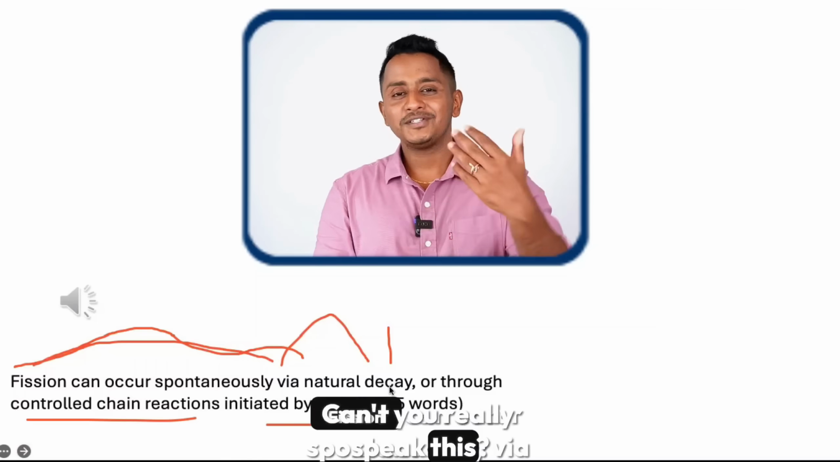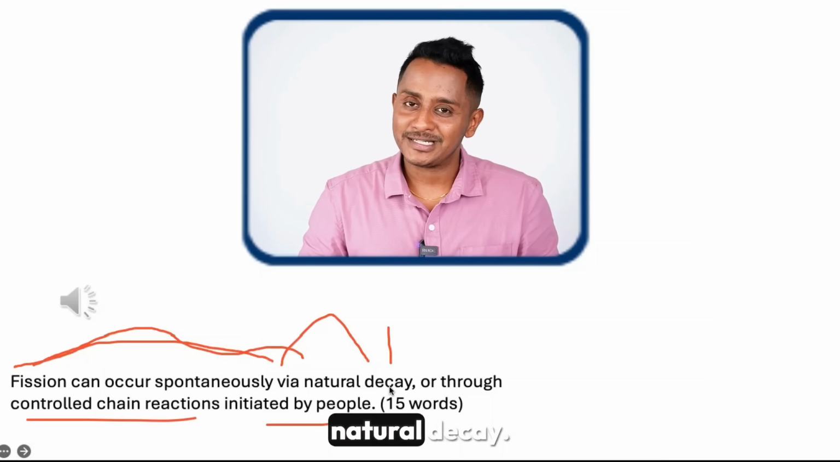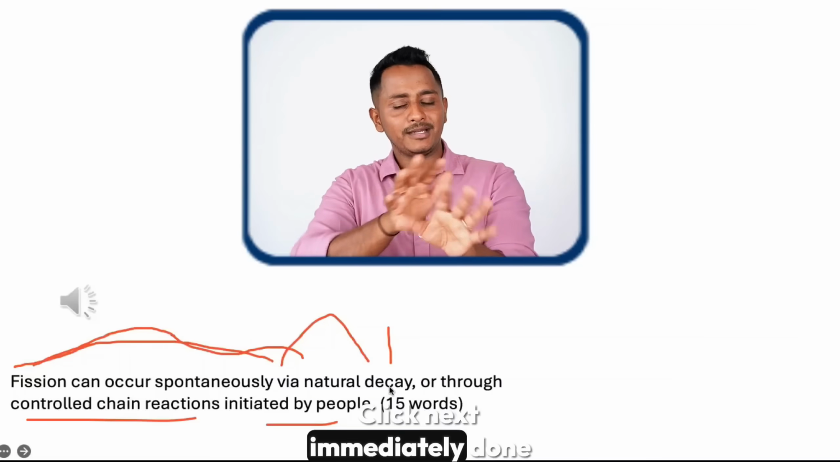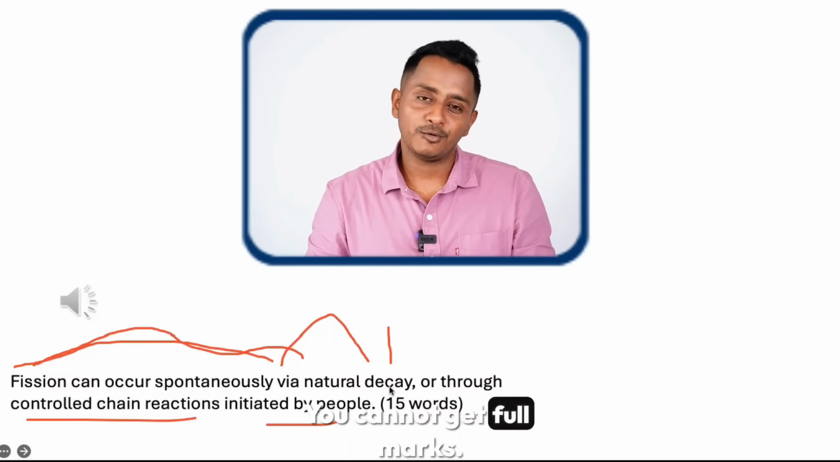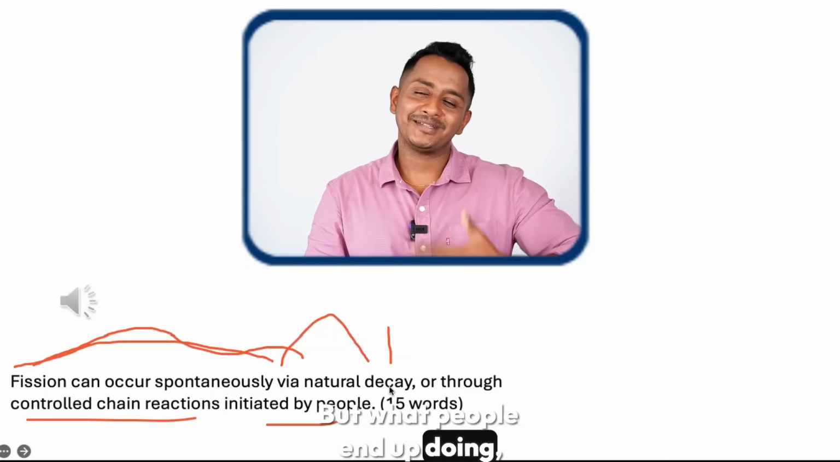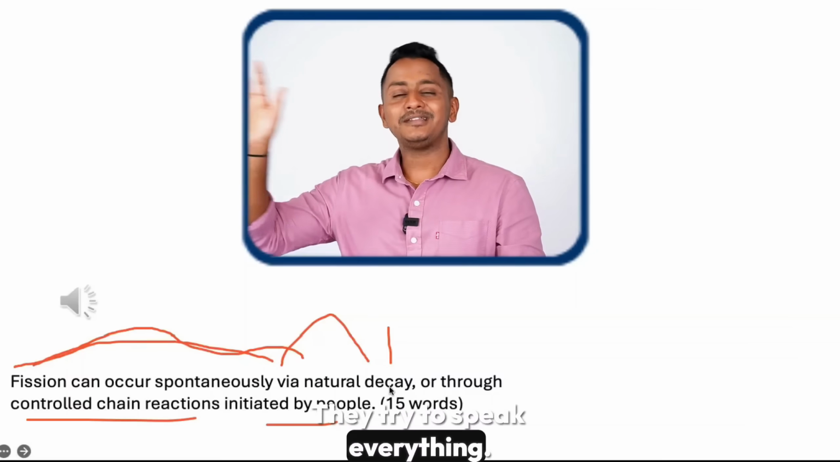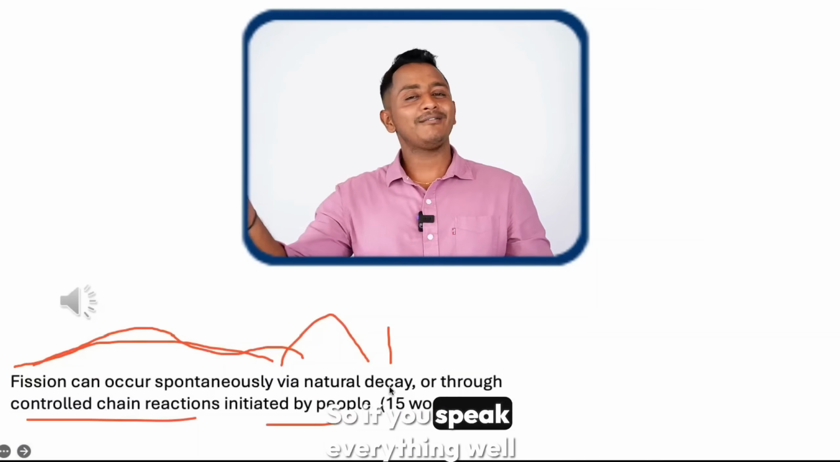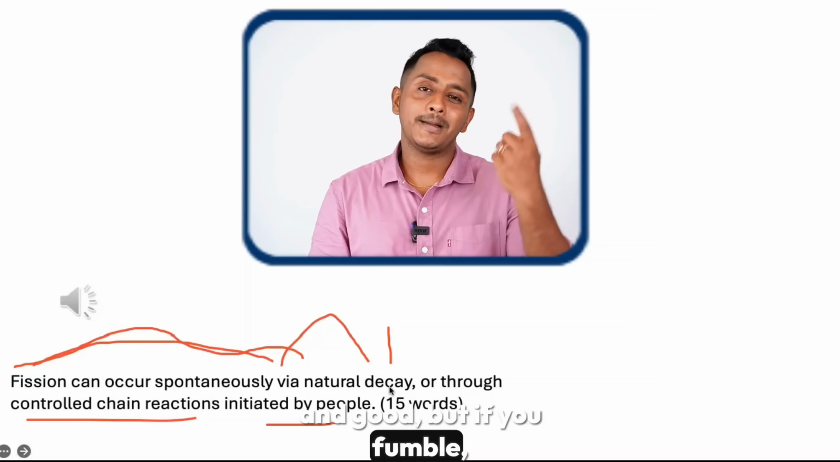Can't you really speak this? "Fission can occur spontaneously via natural decay." Click next, immediately done and dusted. You're going to get full marks. But what people end up doing, they don't do this. They try to speak everything, as a result they fumble. If you speak everything well and good, but if you fumble, marks gone.